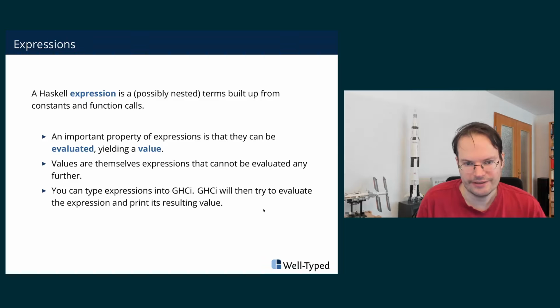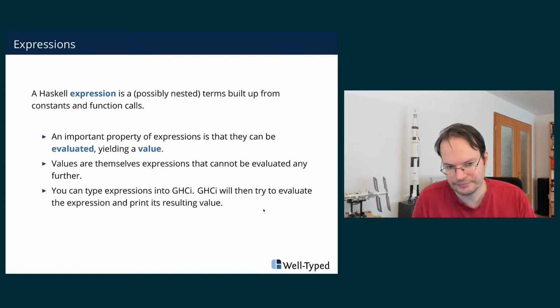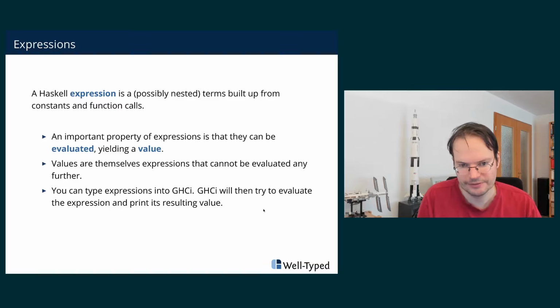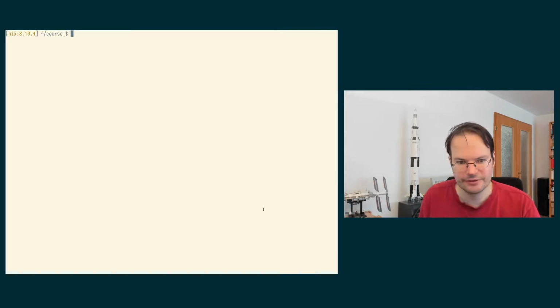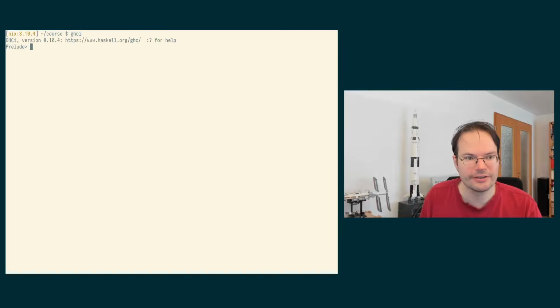One nice thing about expressions is that GHCi, the interactive component of GHC, allows you to just type expressions directly into the interactive environment and have them evaluated for you and get the resulting value printed by GHC. So let us try to do this. Let me start GHCi. And then I get this prompt here, and here I can type in an expression now.